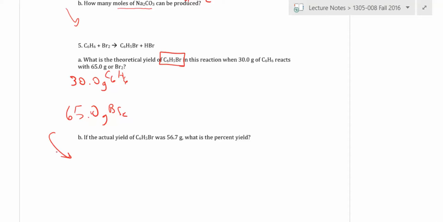So take your theoretical C6H5Br and find your percent yield by taking your actual 56.7 divided by your theoretical, whatever you find for the one that was limiting here in 5, and then times 100. Actual over theoretical times 100. Your theoretical comes from letter A. Okay, that's the one you're going to use here. Actual is this number. Okay? And then you'll ask me again when you get there because you forgot everything I just said.